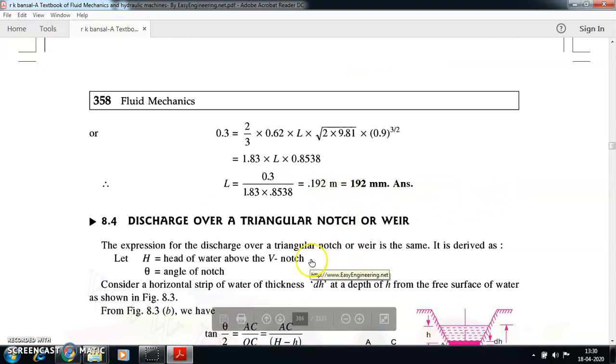Fine. So this is the end of the video on the problems on rectangular notches. I will make a video on the triangular notch. We will see that.